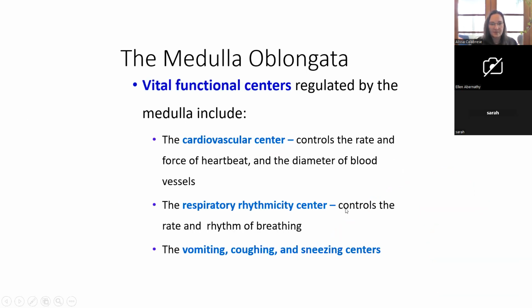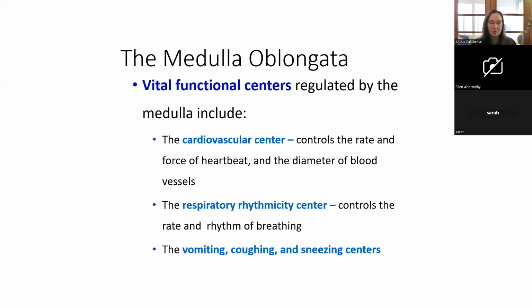We'll skip over decussation of the pyramids, but focus on the vital functions that are happening in the medulla. So we've got a cardiovascular center here in the medulla that's regulating the force of the contractions of your heart and also your heart rate, so how quickly it's beating. It's controlling your blood pressure by controlling the diameter of the blood vessels. So all that's being monitored by the medulla.